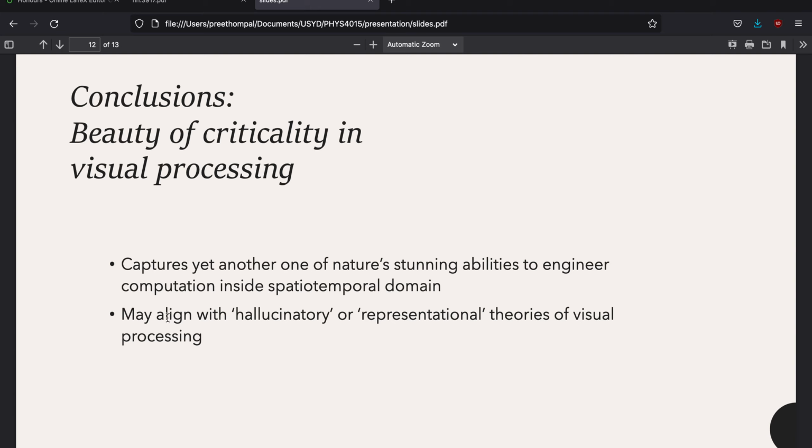And it also points to hallucinatory or representational theories of visual processing, which I kind of just alluded to, where we have these sensory systems that are persistently firing and then they're perturbed. So they receive some kind of fluctuation or input or noise from the environment, and that leads to the fluctuation having a large effect on the system, which changes our representation of what's happening out there.